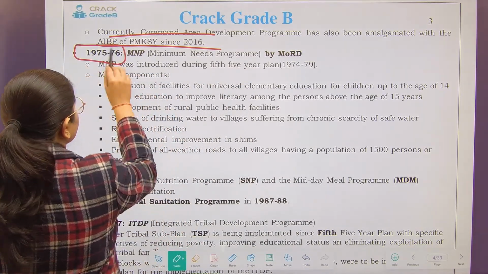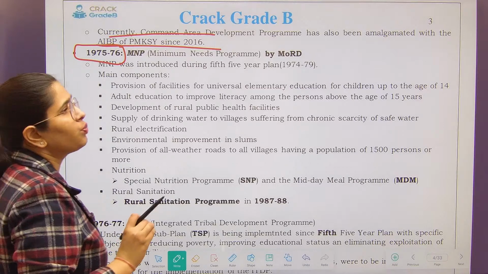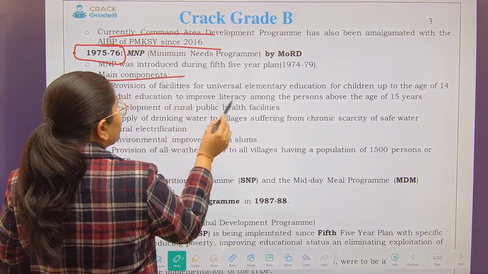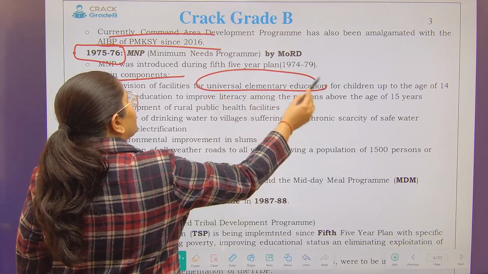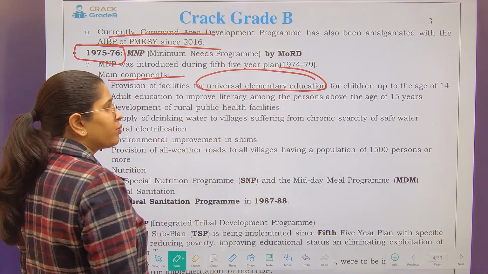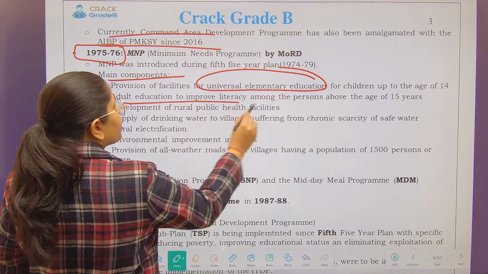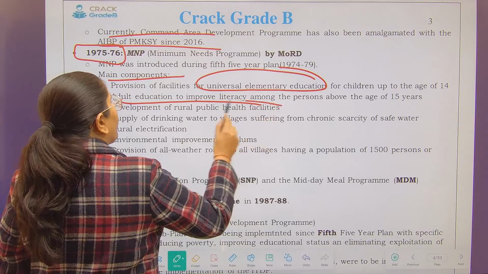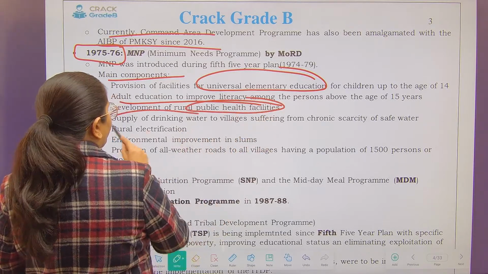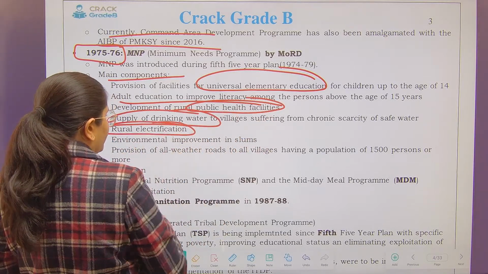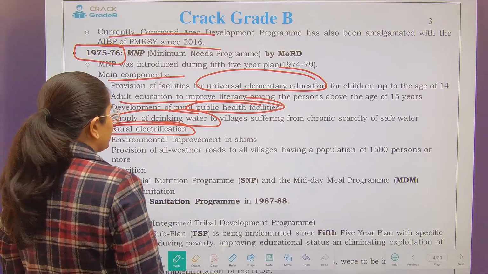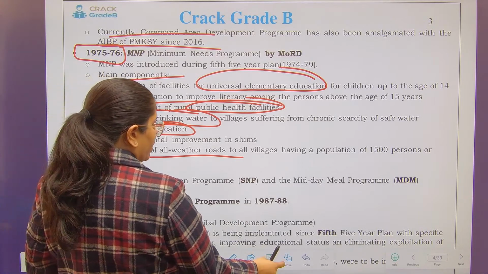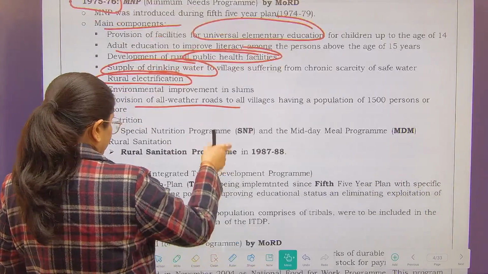First, see the year 1975-76 Minimum Needs Program of the Ministry of Rural Development. Main components were providing universal elementary education for children up to the age of 14, adult education to improve literacy among persons above the age of 15 years, rural public health facilities, supply of drinking water, rural electrification, environmental improvements in the slums, and provision of all-weather roads to all villages having a population of 1500 persons.